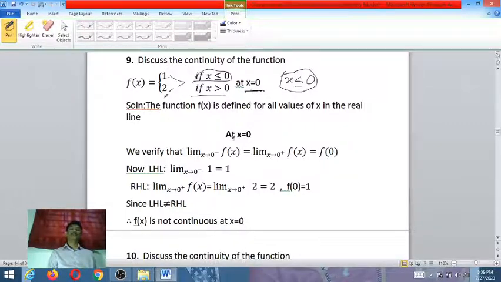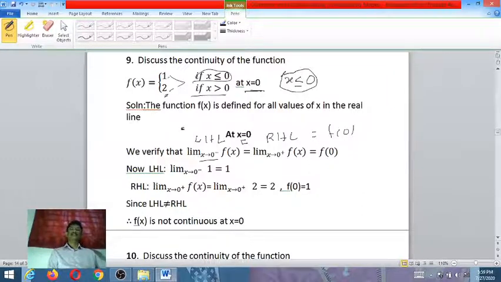Right? Now look at it. This is the left, that means the limit of f of x as x tends to 0 minus is the left hand limit. This must be equal to the right hand limit, and that must be equal to f of 0, as in the definition we stated.